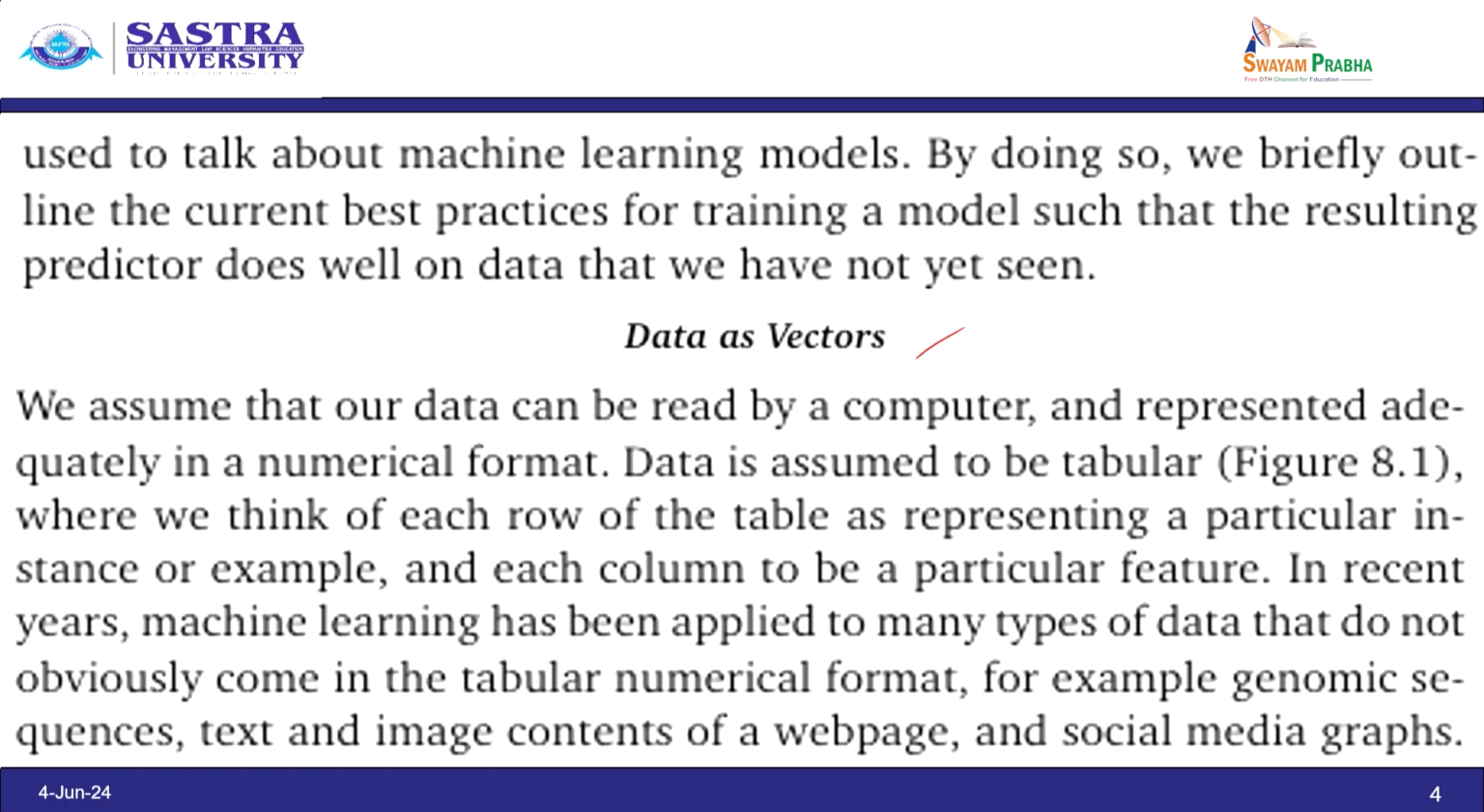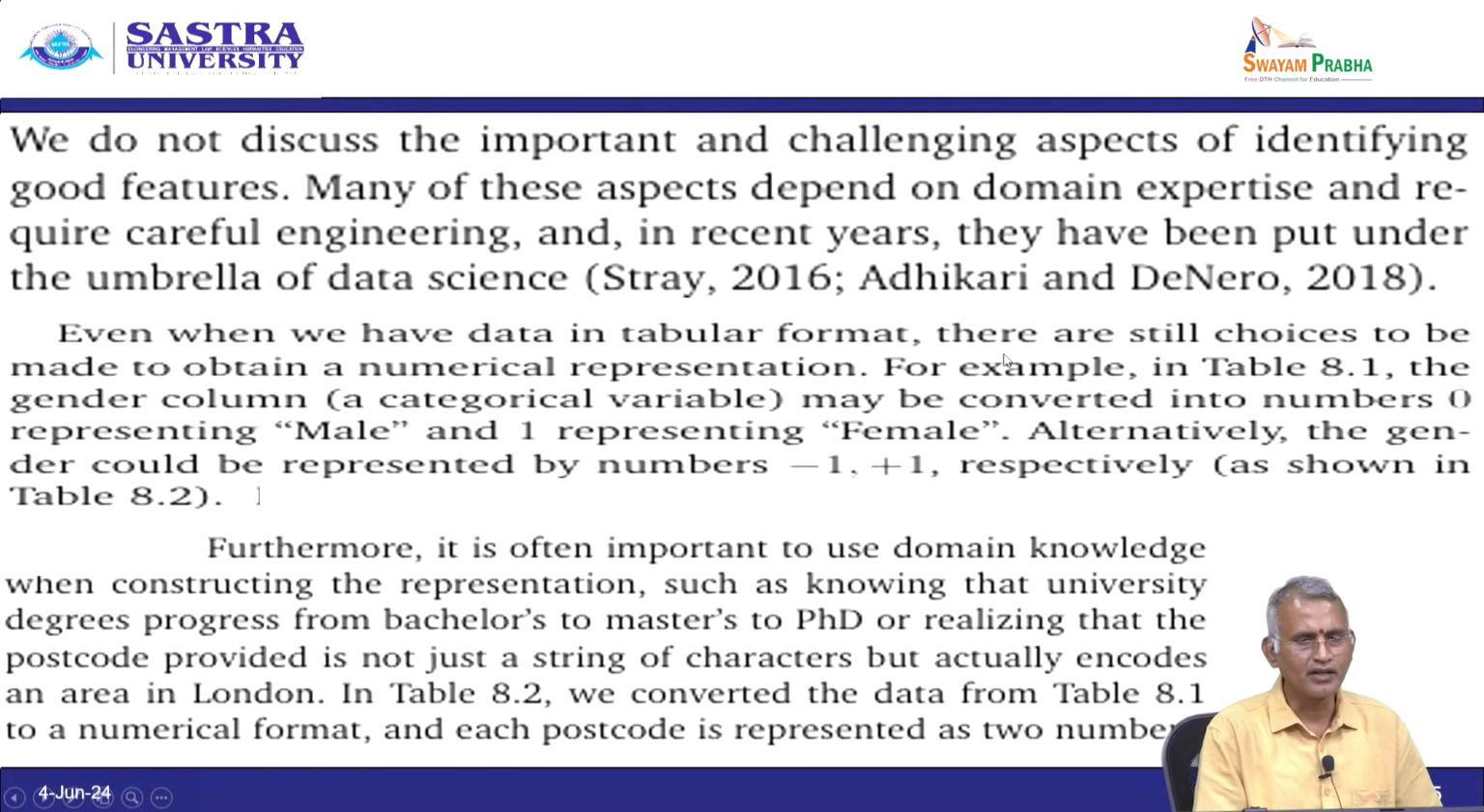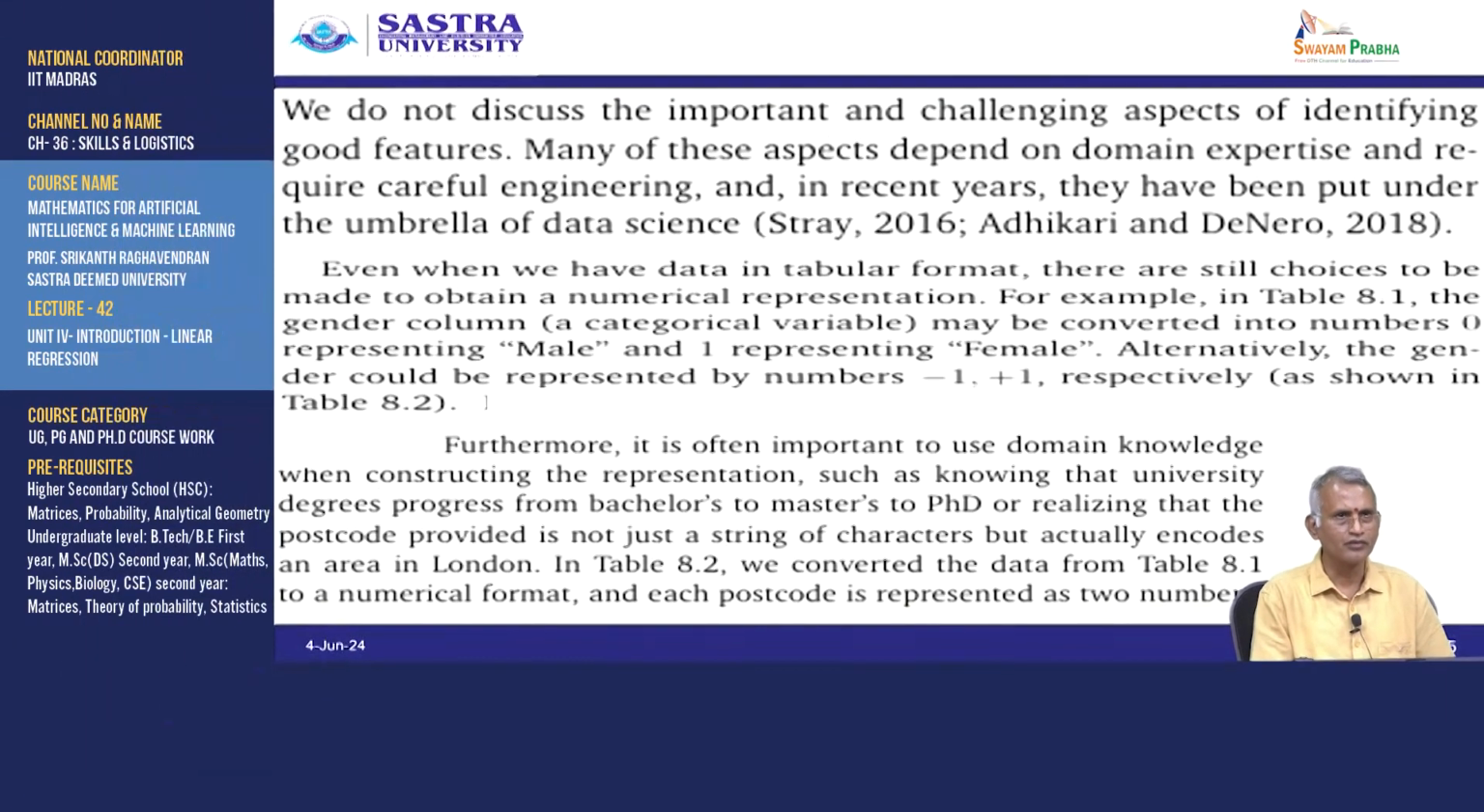In recent years, machine learning has been applied to many types of data that do not obviously come in tabular numerical format. For example, genomic sequences, text and image contents of web pages, and social media graphs. We do not discuss the important and challenging aspects of identifying good features. Many of these aspects depend on domain expertise and require careful engineering, and in recent years they have been put under the umbrella of data science.